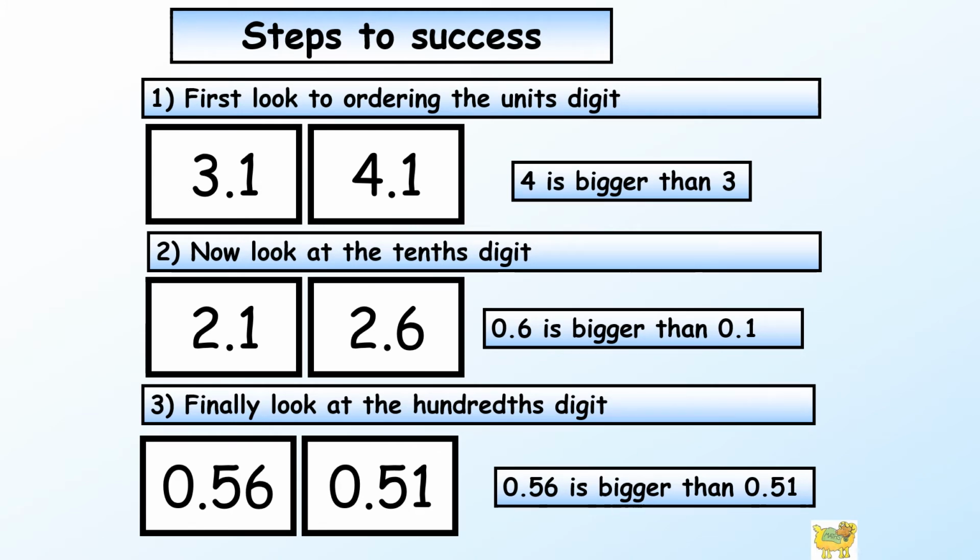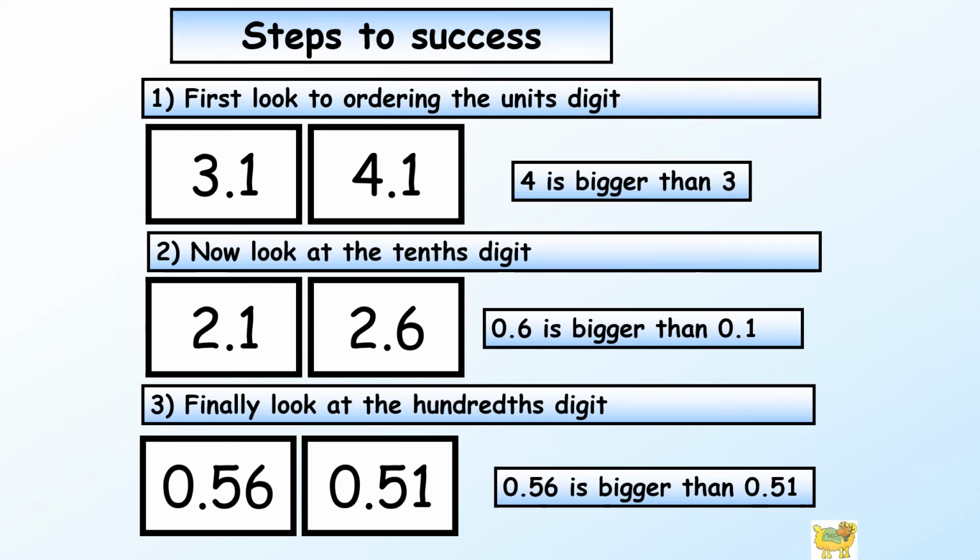Number 2, I have 2.1 and 2.6. If you look at the whole number here is 2 and 2. So I will go to the first decimal, which is 1 here and 6 there. Which is bigger, 1 or 6? Yeah, 6. So 2.6 is greater than 2.1.